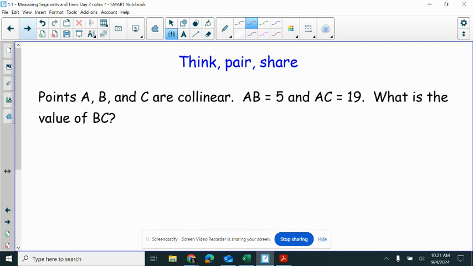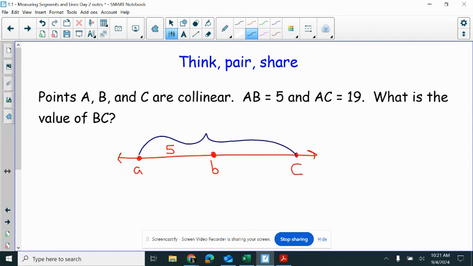This would be another example. Points A, B, and C are on a line. I'm going to draw a line and add points A, B, and C. This one tells me A to B is 5, and A to C is 19. So that's not the second half of the line. A to C is the entire thing.